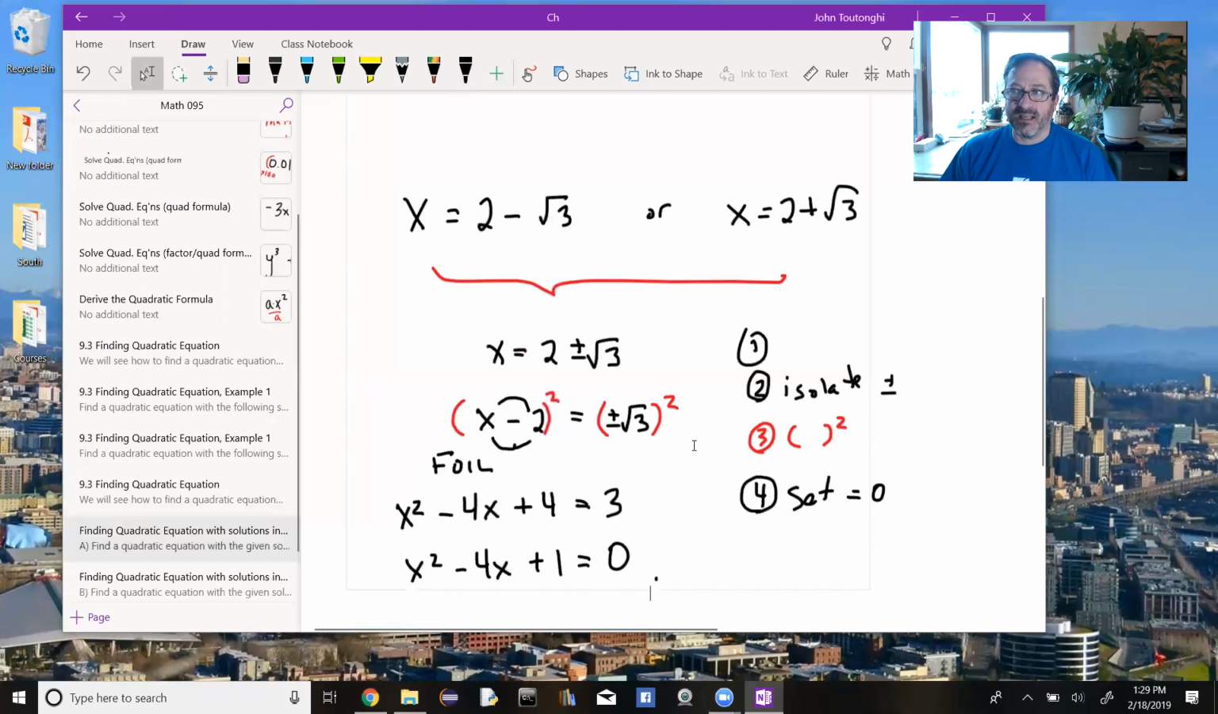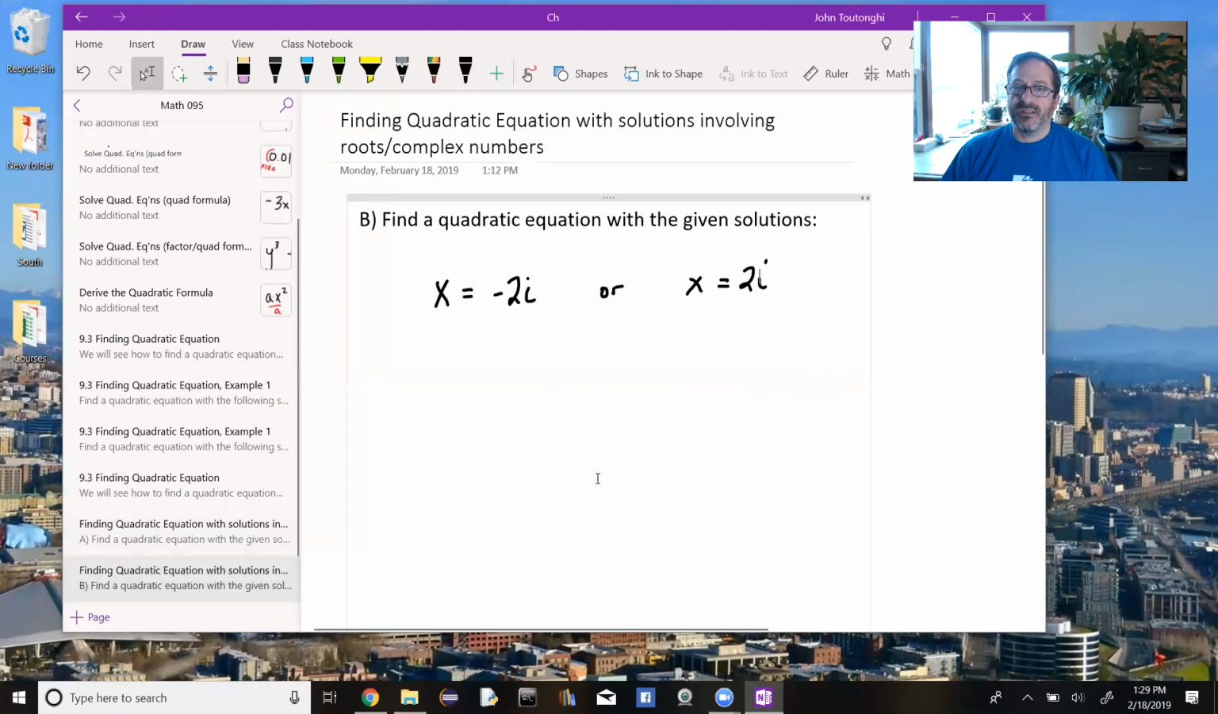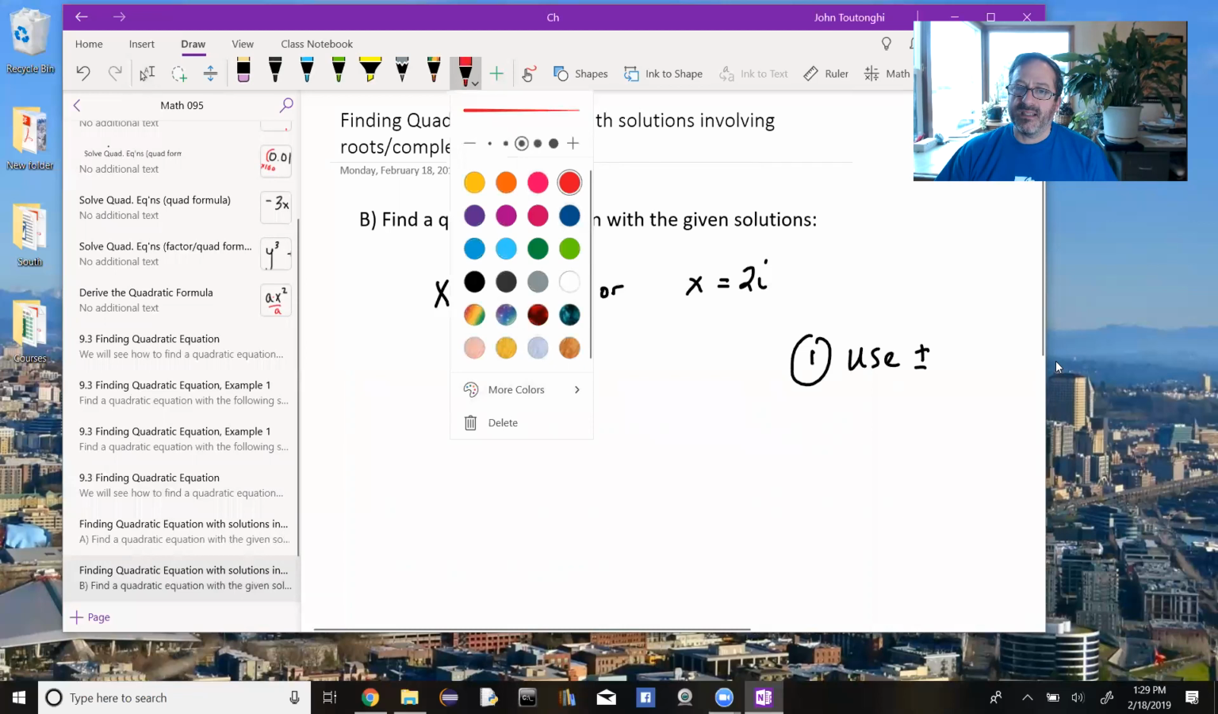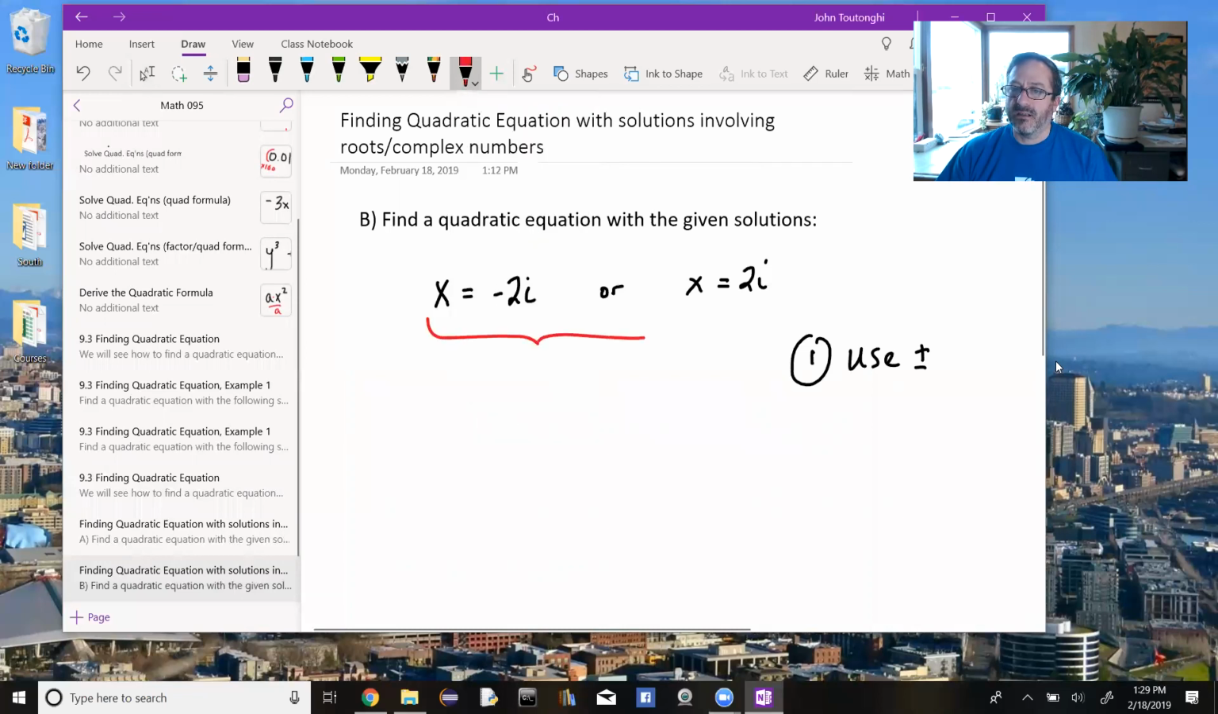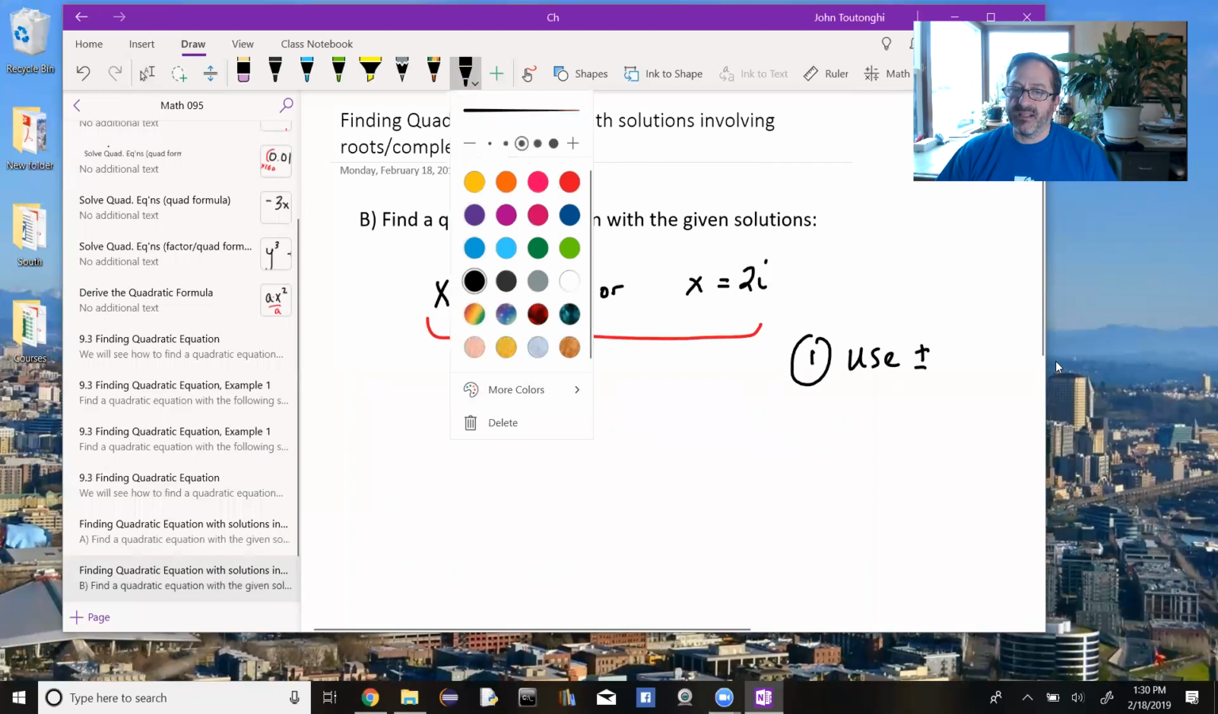It's the same thing, except that when we square, when we get an i squared, we recall that i squared is negative 1. In this situation, we have x equals negative 2i, or x equals positive 2i. So I want to set that up with a single equation using a plus and minus. So I combine these together to get x equals plus or minus 2i.